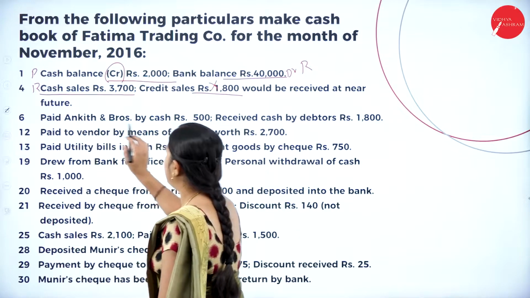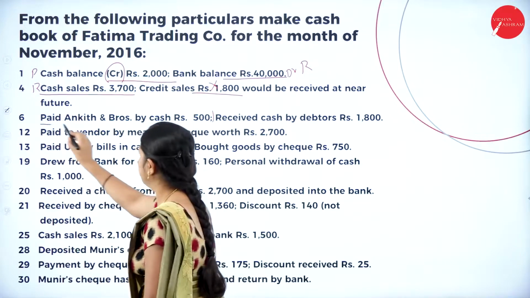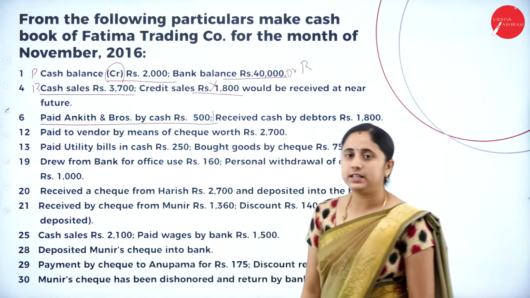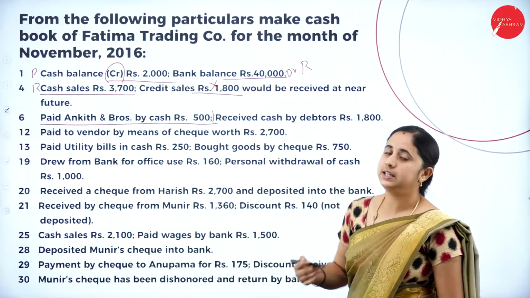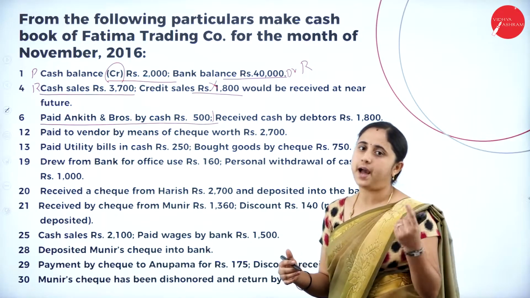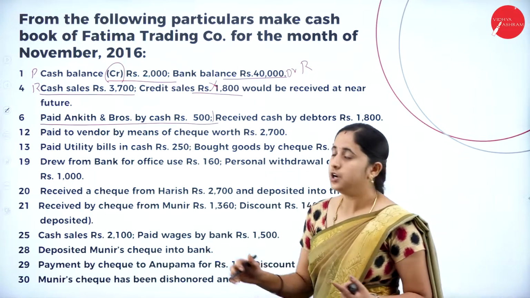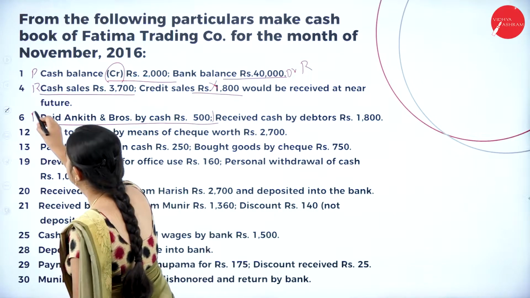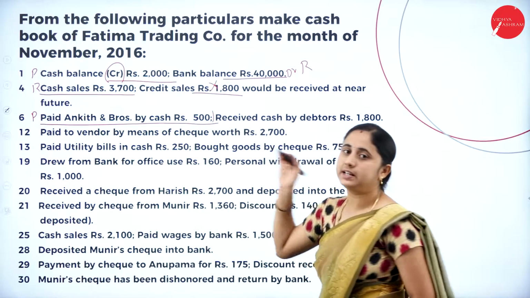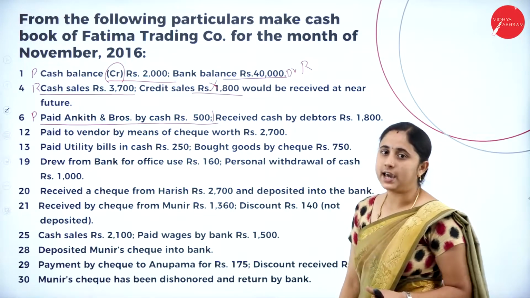Next, paid to Ankit and brothers by cash 500. That means this is one transaction. Paid to Ankit and brothers by cash. Here in 3-column cash book we have cash, bank and discount. So here cash is going out, you are paying through cash, so the amount should be written in the cash column. Here you have paid, that means payment side, credit side, to Ankit and brothers 1500 in cash column.